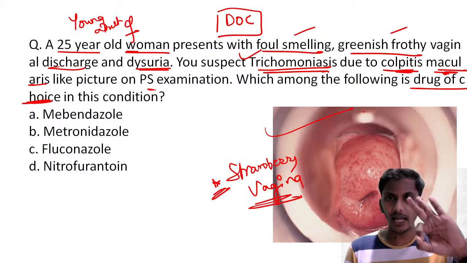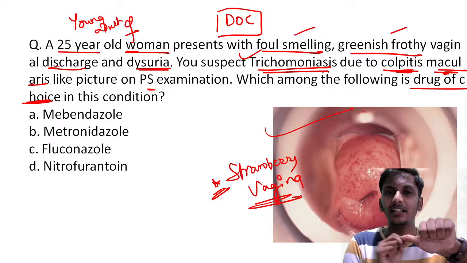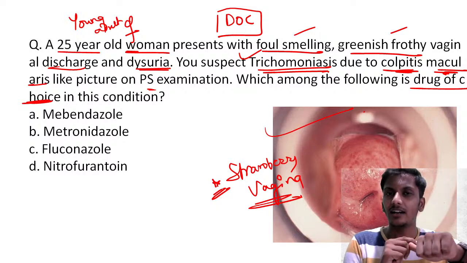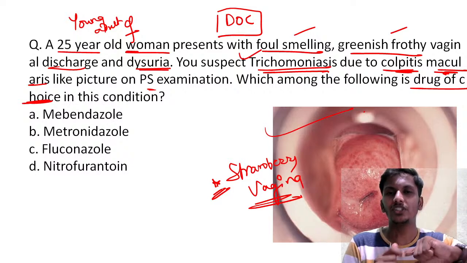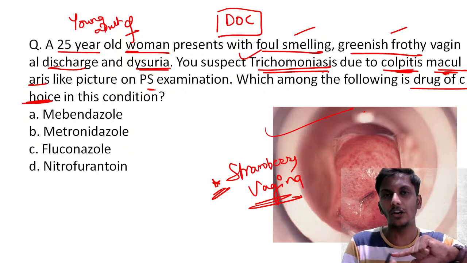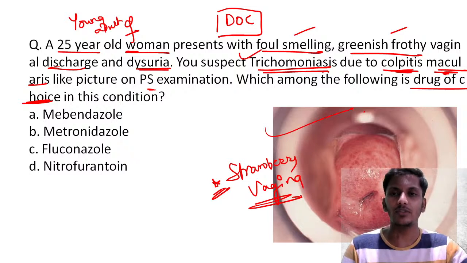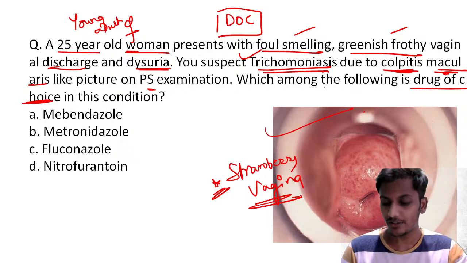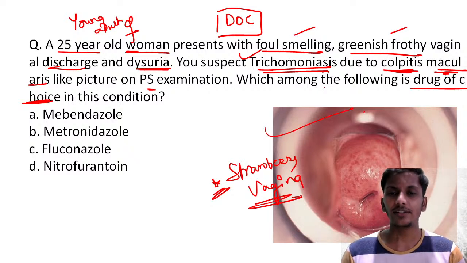Okay, so there are three types of vaginitis. Candidiasis, that comes with creamy curdy white discharge. It is a fungal cause, it is ruled out. Second is bacterial vaginosis, which comes with white discharge. Again, it is ruled out because this is a greenish discharge. And third is trichomoniasis, which comes with greenish frothy discharge along with strawberry vagina. So now we have come to a diagnosis. It is trichomoniasis. And what is the drug for trichomoniasis?